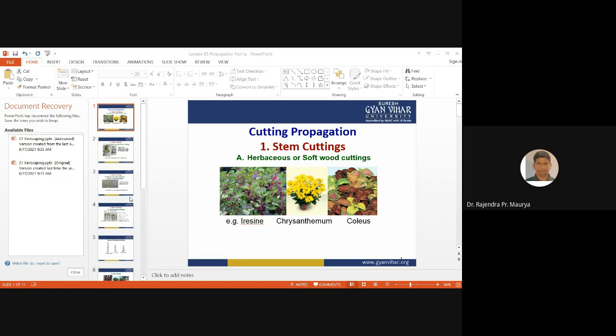So root cutting propagation we do in some selected plants. Good examples are raspberry, phlox, salvia, etc.